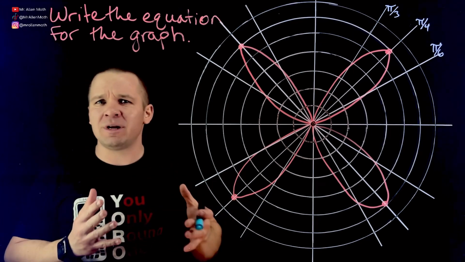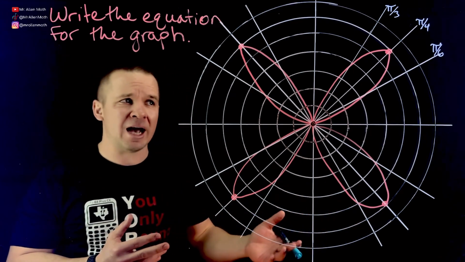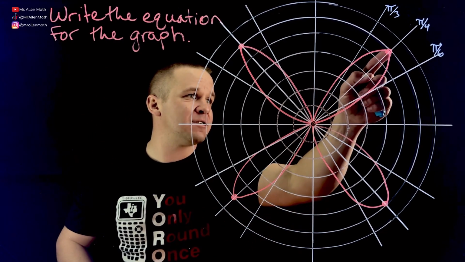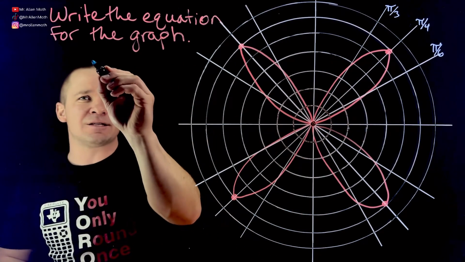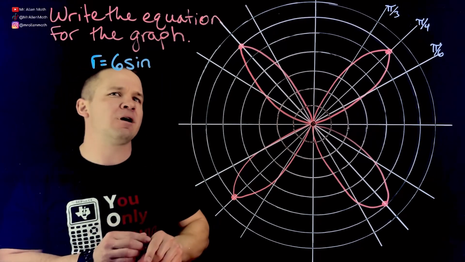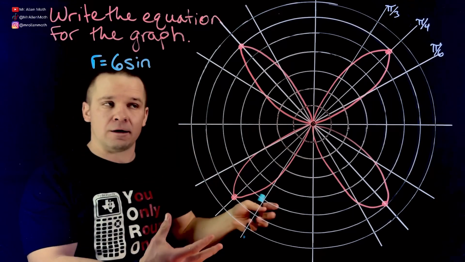Now, what other things do we need when writing this equation? I need my petal length, right? That's 1, 2, 3, 4, 5, 6. So I know I'm going to have something like this: r equals 6 sine. And then I've got to figure out what goes here with our theta, right?